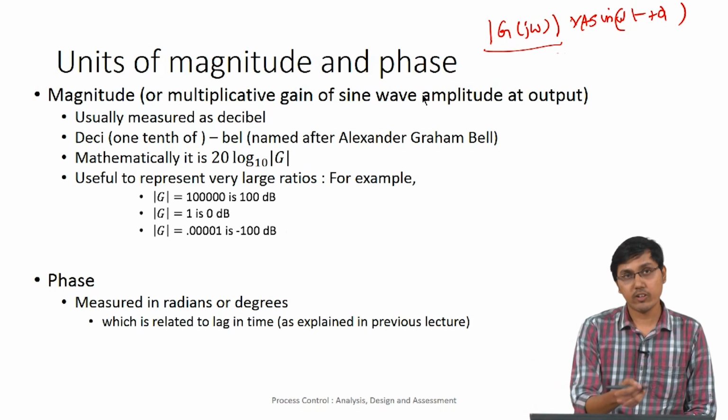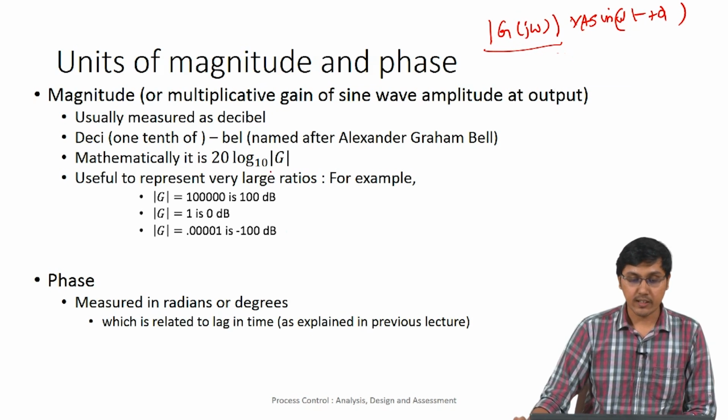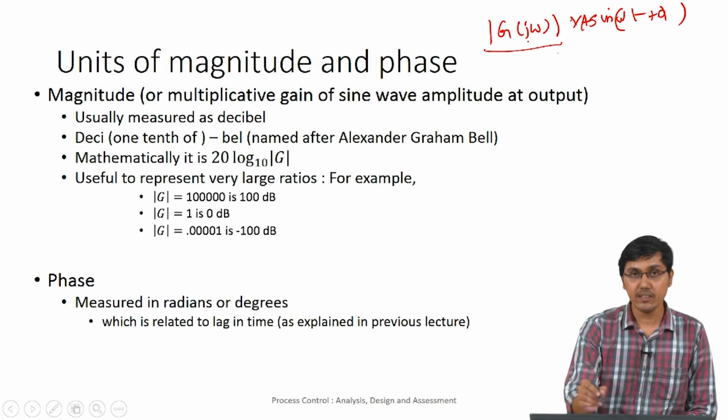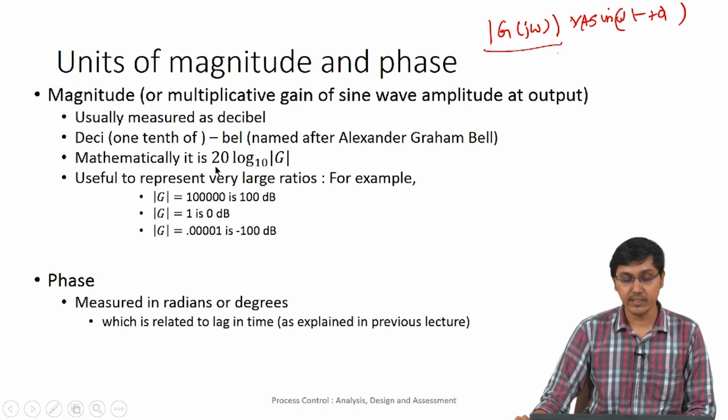What we now need to understand is that the magnitude is represented by the decibel unit, and the decibel is nothing but taking the log of this magnitude and multiplying that with 20. So, 20 log to the base 10 of the magnitude of G(jω) is the decibel value.